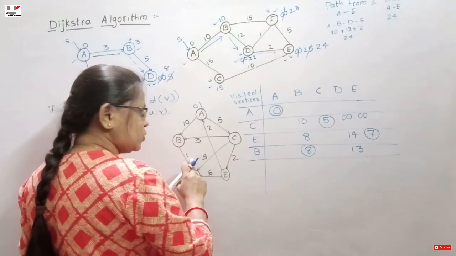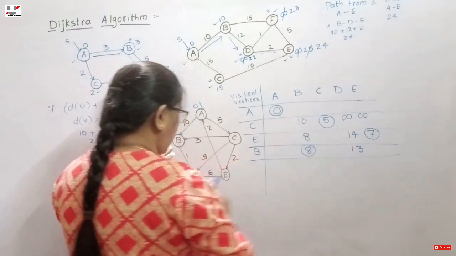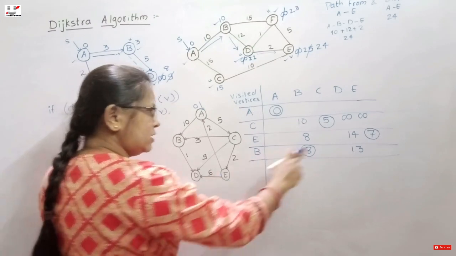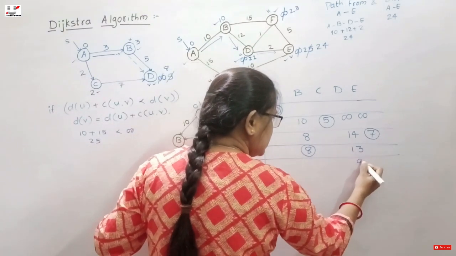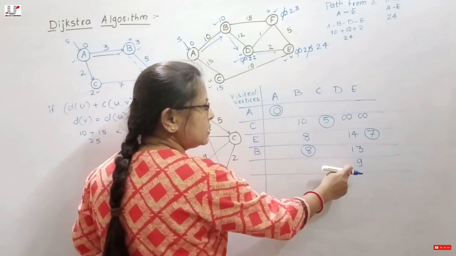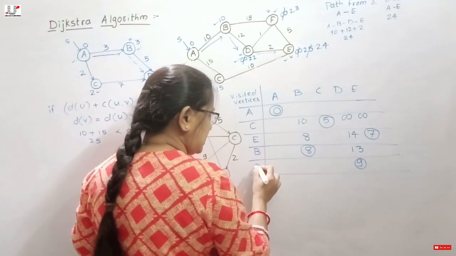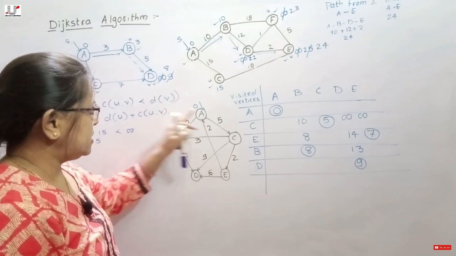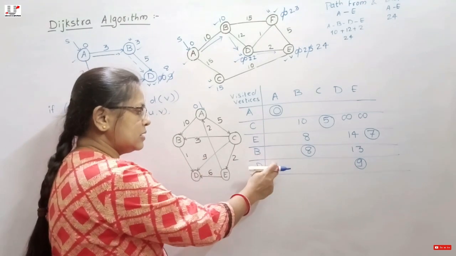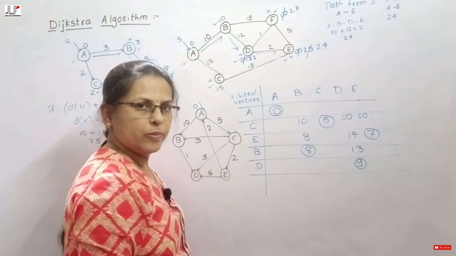So 8 plus 1 gives 9, and the previous distance of D is 13, and the new distance via B is 9. It is smaller than 13, so replace 13 with 9. As the only vertex D is remaining with weight 9, mark it as visited. As we have visited all the vertices of this graph, this is the table after applying Dijkstra algorithm.